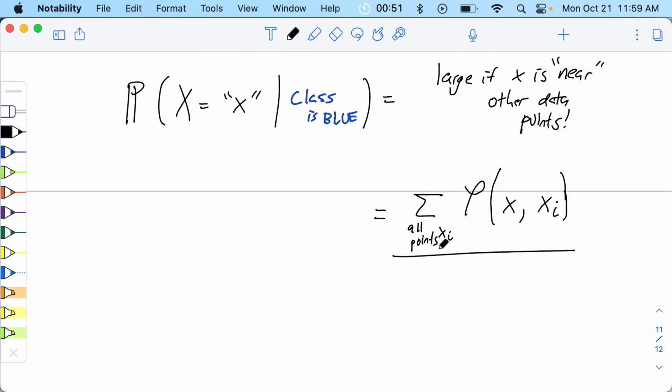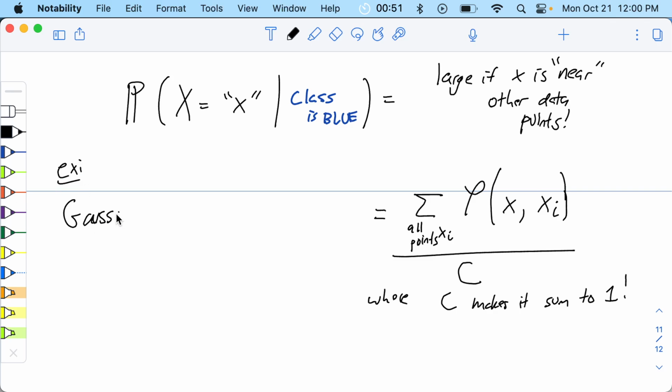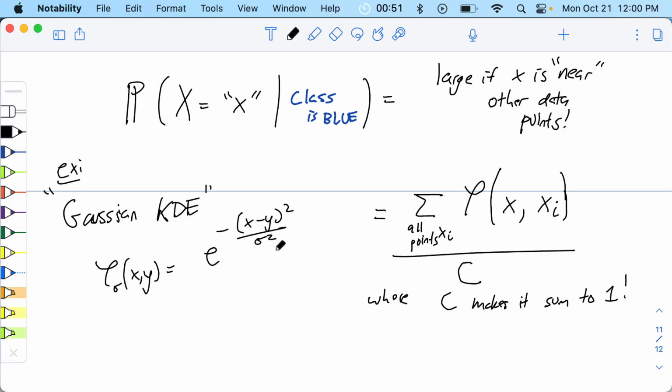I'll just say C, where C makes it sum to 1. And if you pick a Gaussian, this is called Gaussian KDE, kernel density estimation. This is a really common technique, and that's when phi of x, y is e to the minus (x minus y) squared over sigma squared, and usually there's a parameter sigma.